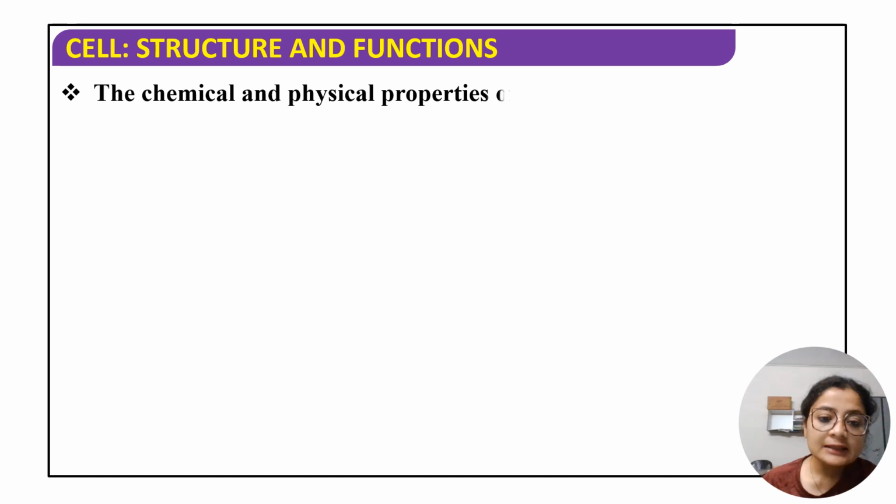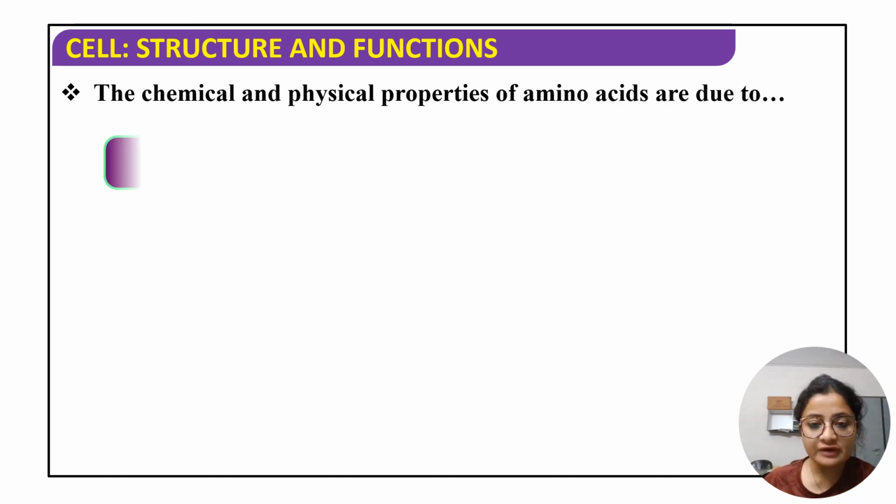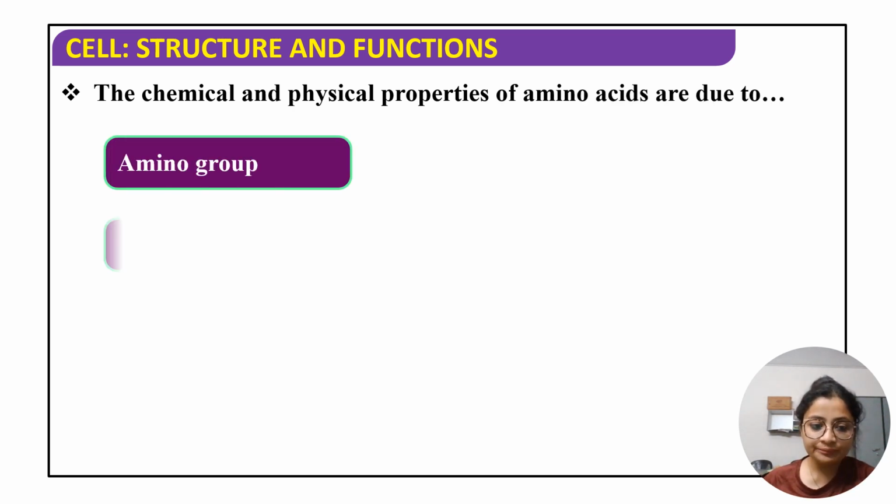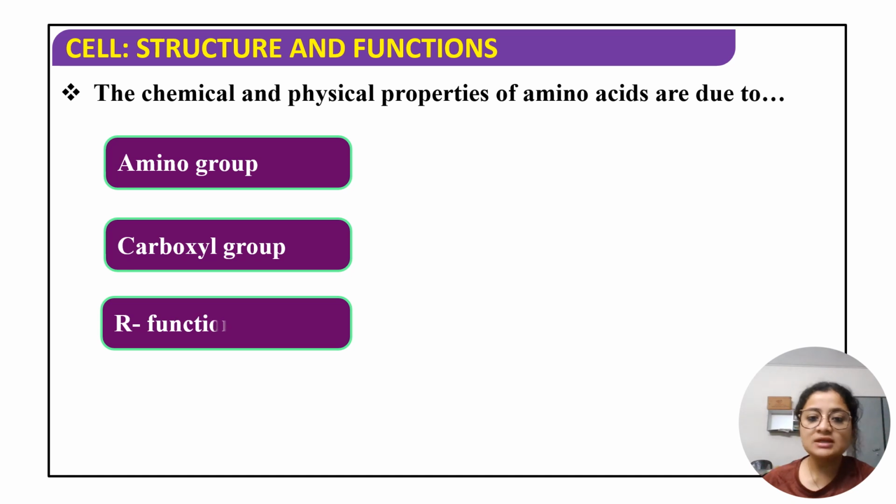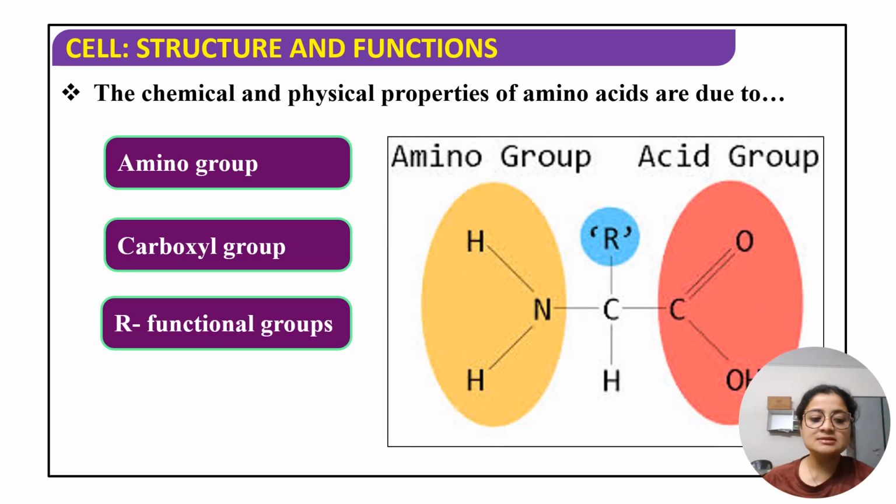Moving forward, the chemical and physical properties of amino acids are due to what? One is the amino group, one is the carboxyl group, and the third one is the R functional group. तो जो तीन मेन ग्रुप है, यानी कि R ग्रुप जिसको हम फंक्शनल ग्रुप या साइड चेन बोलेंगे, कार्बोक्सिल ग्रुप और एमिनो ग्रुप, because you see carboxyl and amino group are fixed, they have to be present in any type of amino acid. The group which will vary is the R group.